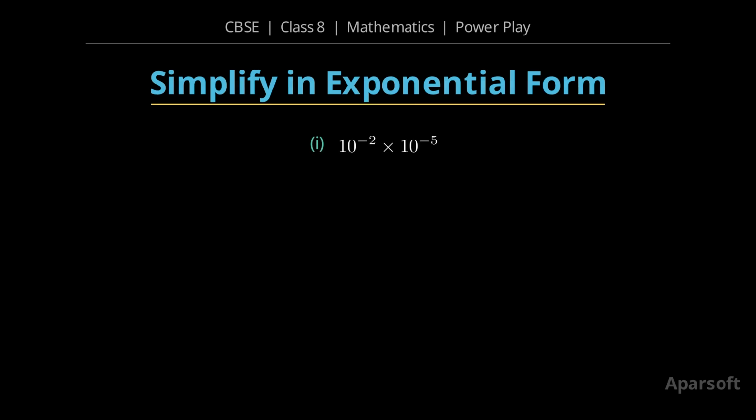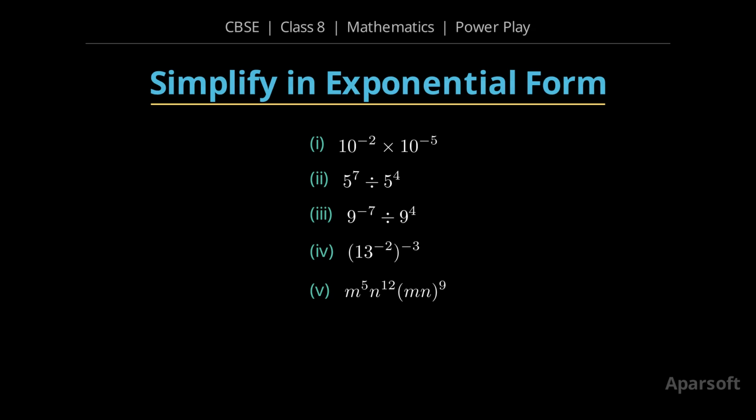Expression 1, 10 to the negative 2 times 10 to the negative 5. Expression 2, 5 to the 7 divided by 5 to the 4. Expression 3, 9 to the negative 7 divided by 9 to the 4. Expression 4, 13 to the negative 2 raised to the negative 3. And expression 5, m to the 5 n to the 12 times mn all to the 9.